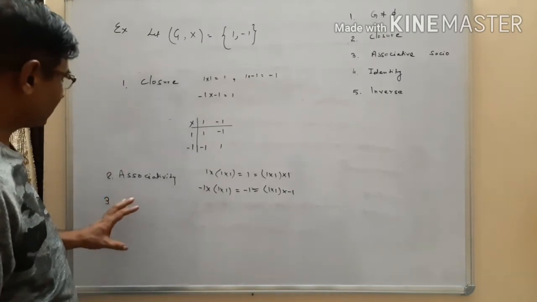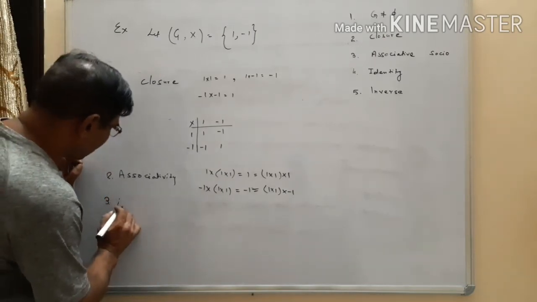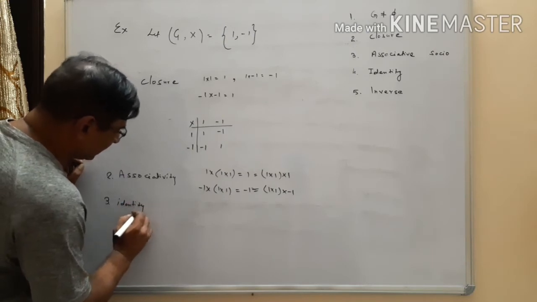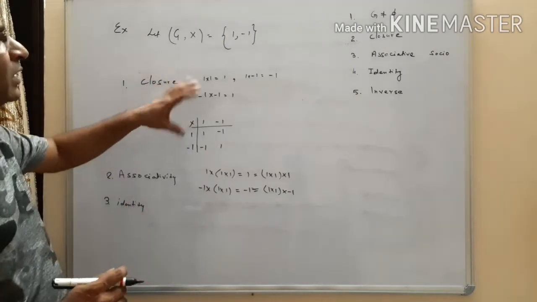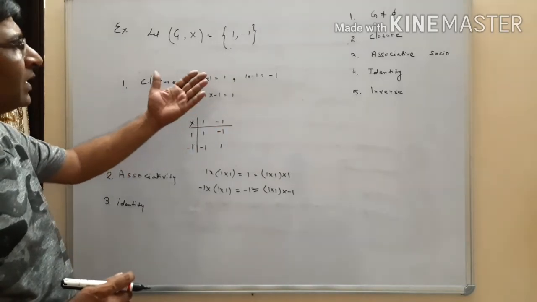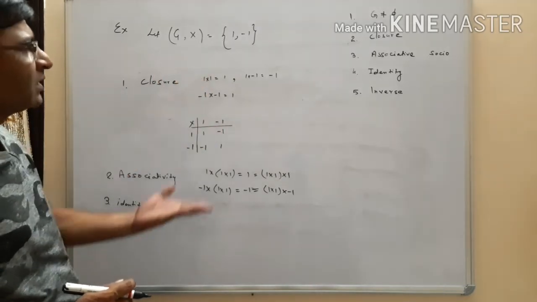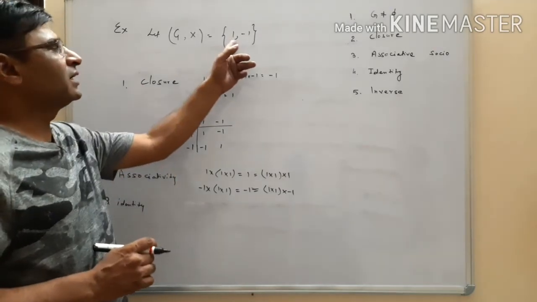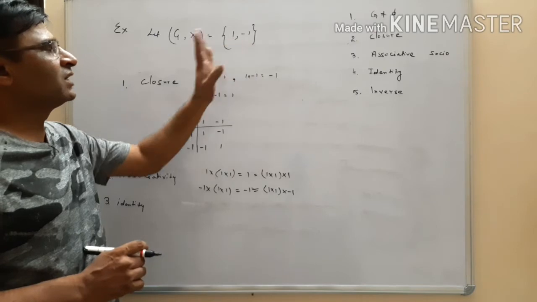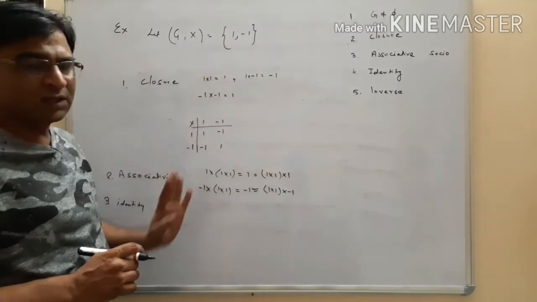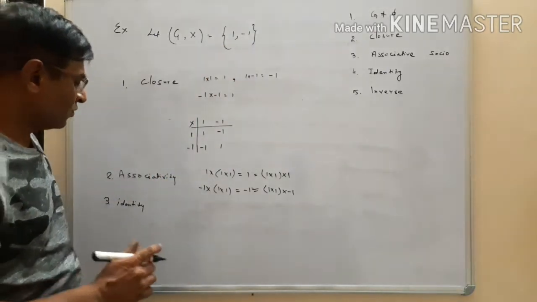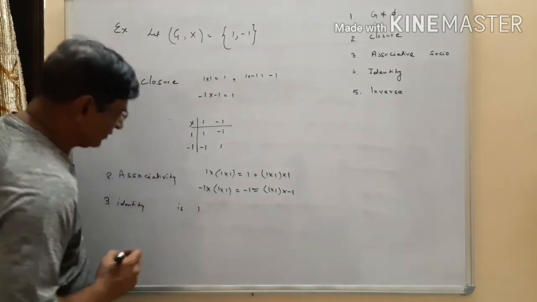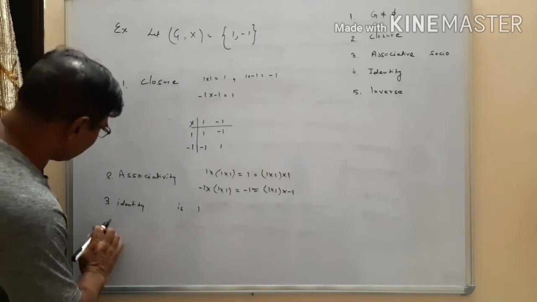The third condition, we check identity. Identity means the element which, when multiplied to any element, gives a result that is not different. So here you see 1 is the identity element. If it is multiplied to any element, we get the same result. So identity is 1.